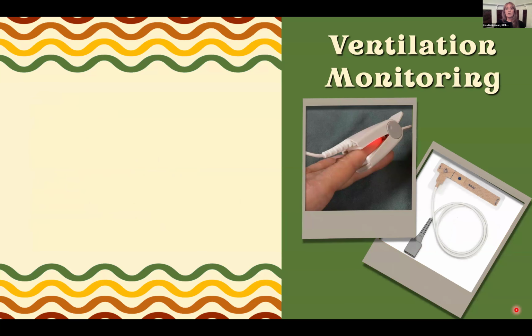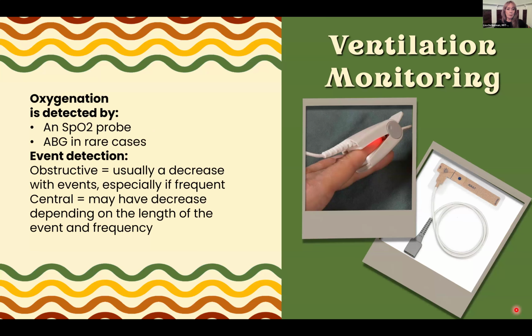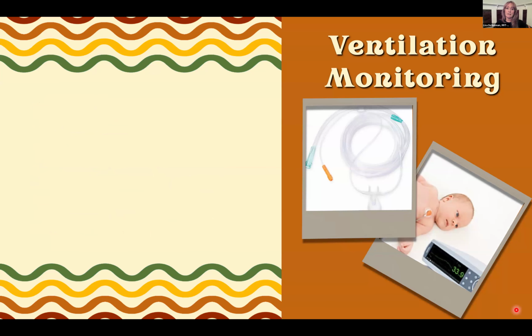SAT probes, they're everywhere in the hospital and the sleep lab. We use the disposable ones on the bottom. This is how we typically, all of us, look at oxygenation in the patient. Rarely you might do an ABG, we don't in our lab. On rare occasions, it's been ordered afterwards, not during a sleep study. And again, event detection, it's going to decrease with events typically, especially if they're frequent or they're long. And central apnea, same thing. We're going to have a decrease based on the length and the frequency. Although I will say healthy kids, they can do some crazy events and not see much move on the SAT probe.